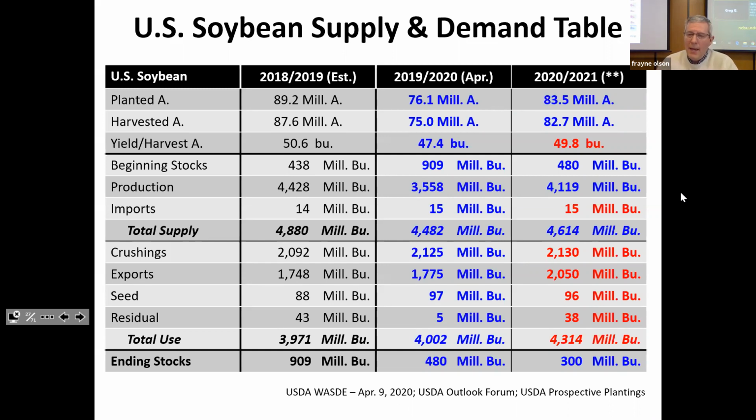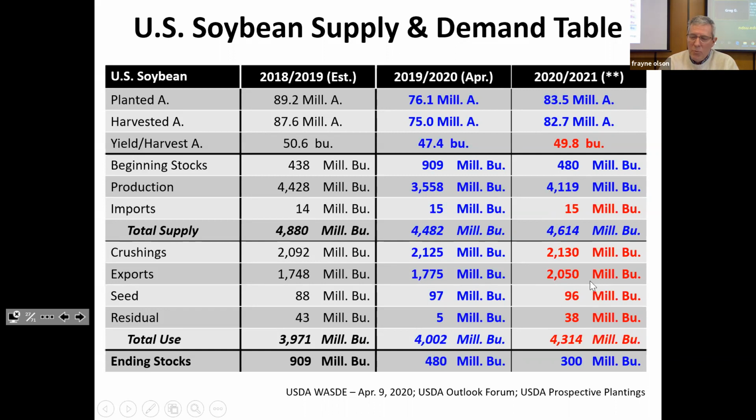So if the original forecast is right, if we look at industry estimates at 85 million acres, I'm doing the math here real quick. So we're adding another 1.5 million acres of plantings times about 50 bushel yields. We get about 75 million bushels. So we'll add about 75 right here.